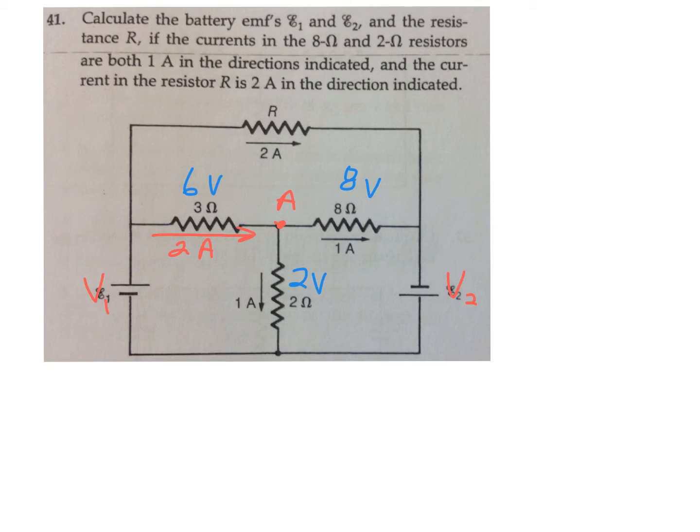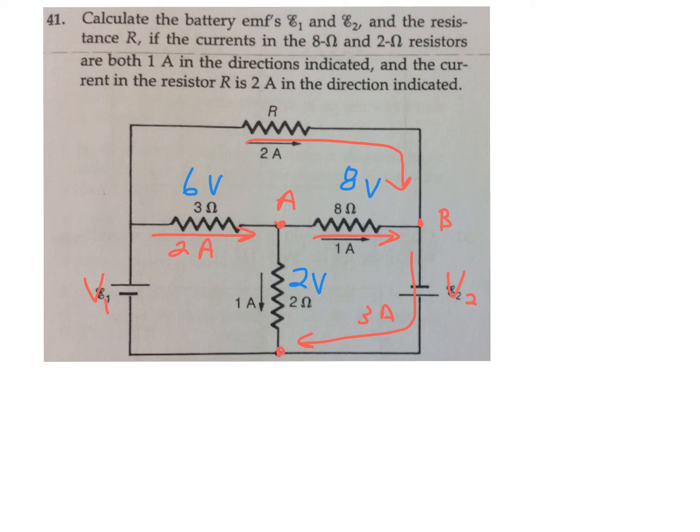Let's label a few more points. Let's call this point B over here. And from the top, I see that there's 2 amps coming from the top branch at the very top there, that resistance R. So I have 3 amps total going into that point. I have the 1 amp right here from the 8 ohm resistor, the 2 amps coming down this way from the top, 3 amps going in. So all that's left is I must have 3 amps going this way.